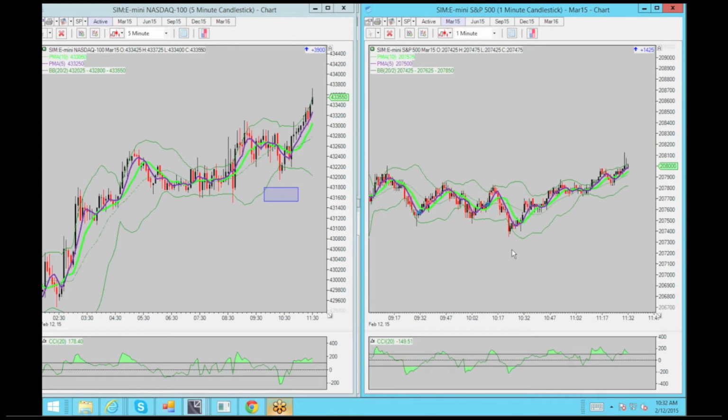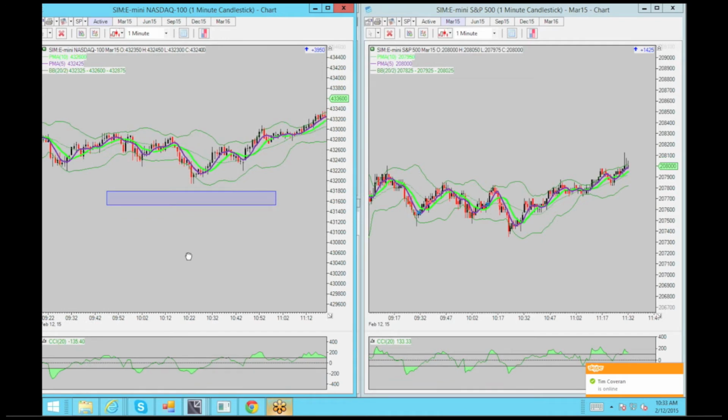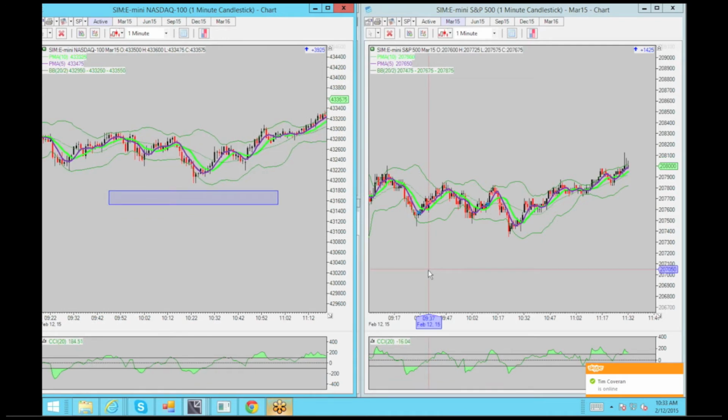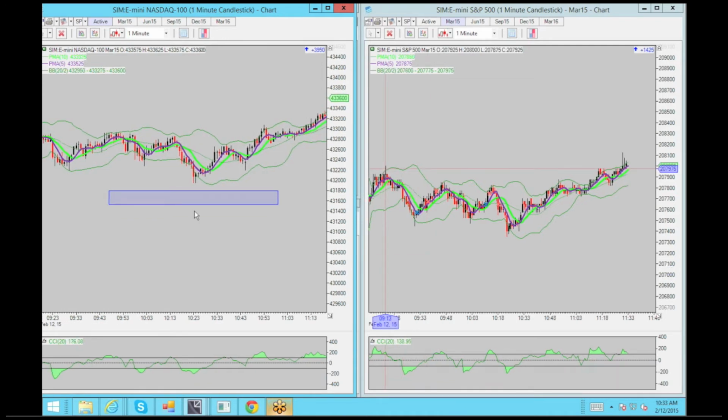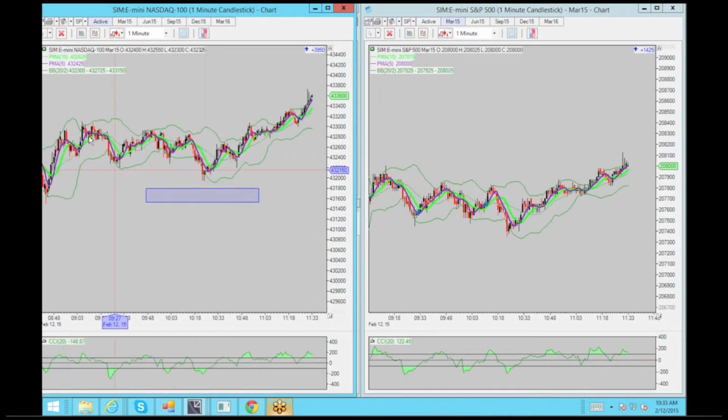Okay, so let's compare. These are going to be the same time frames, just so you guys can see. Well, that's a 5 minute. Let's go to a 1 minute here. So if we're looking at this chart here, this was the high at 9:12. So you see this high versus this high. This is the high at 9:50. This is the high at basically the same time. This is the high at 10:15. Here's the high at the 10:15.